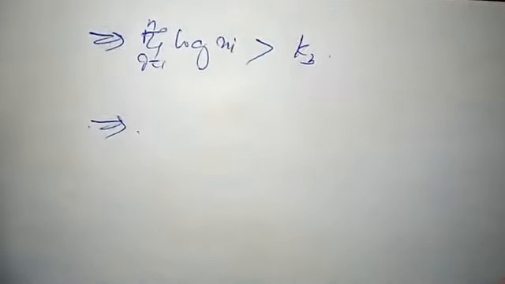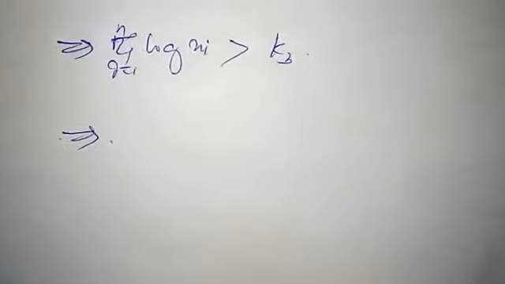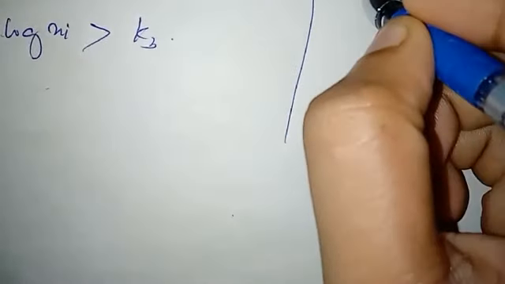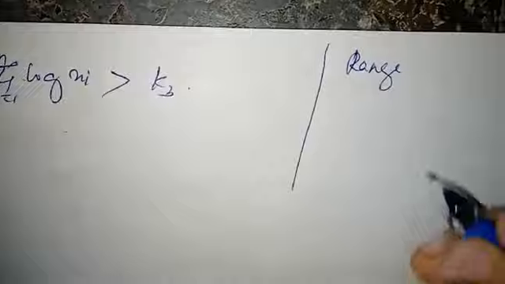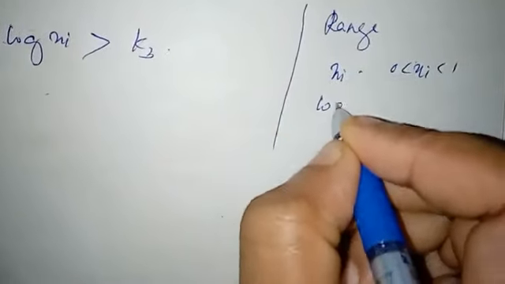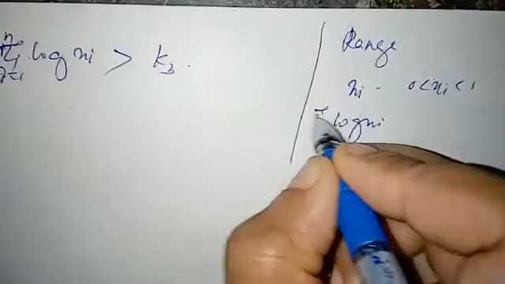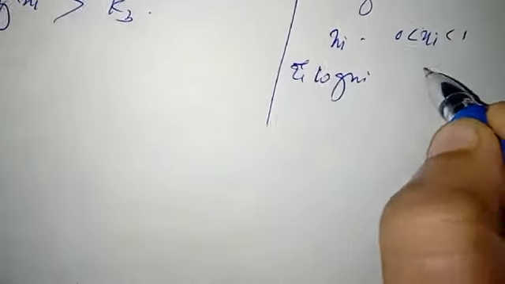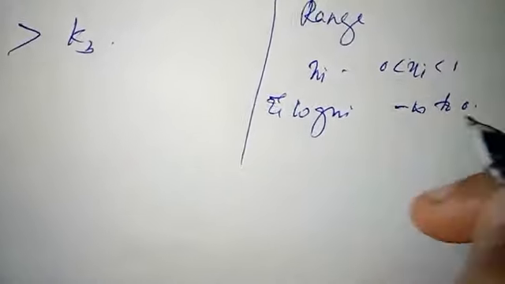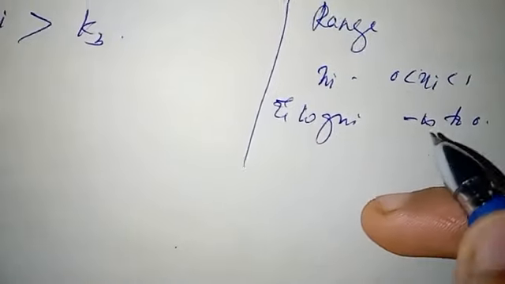In a test function, we want a function of the random variable that should be positive. But in this case, the range of xi is 0 < xi < 1. Then the summation of log xi takes values between minus infinity and 0, which is a negative number. So here we need to transform it into a positive one.